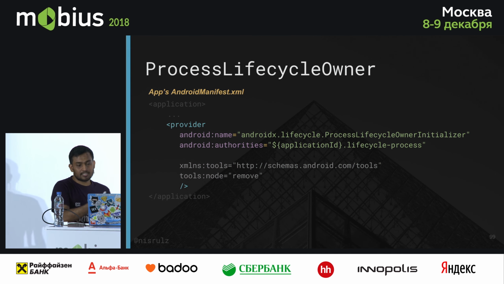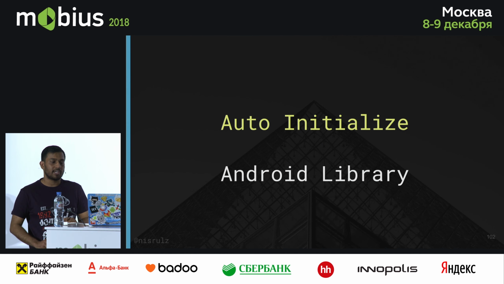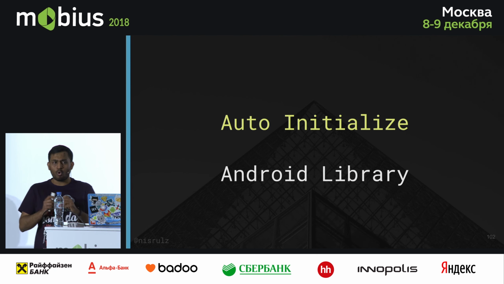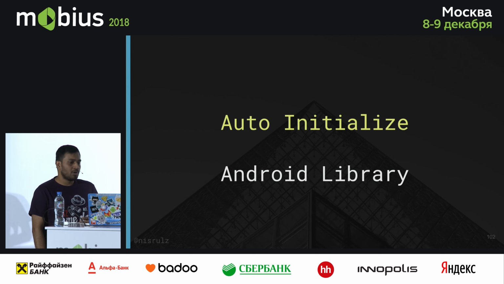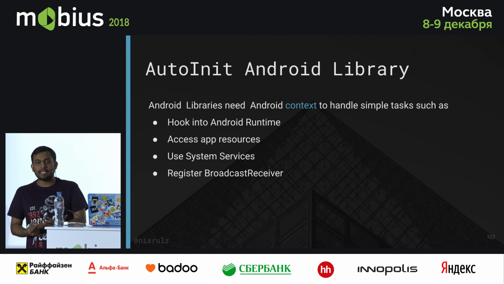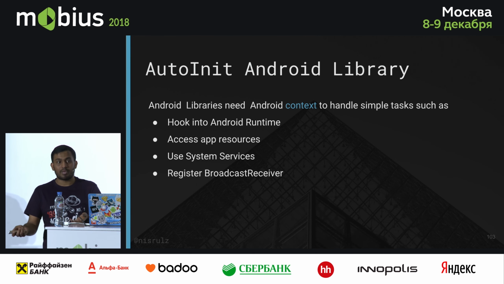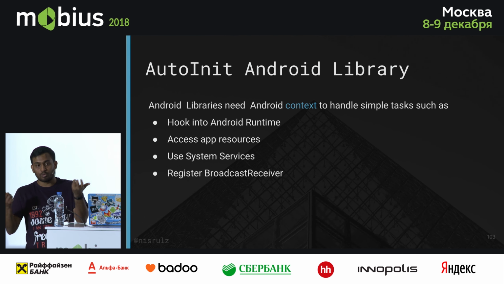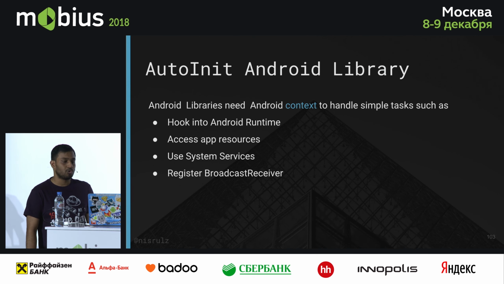So yeah, this is the signature, and then the section that I was using. So based on this whole idea that I'm looking at, this is what I thought. What if I could do the same thing? Because I would love to do it. The reason being, I would need the Android context for doing a lot of things. I could use it for hooking into the Android runtime. I can do it for accessing the app resources. I could do it for using the system services. You need to call context.getServices, and then maybe register a broadcast receiver like on boot completed or something like that. And I want to do this automatically the same way as process lifecycle owner is doing.